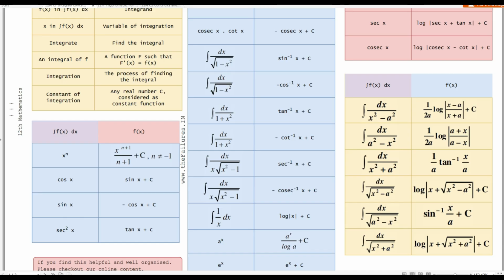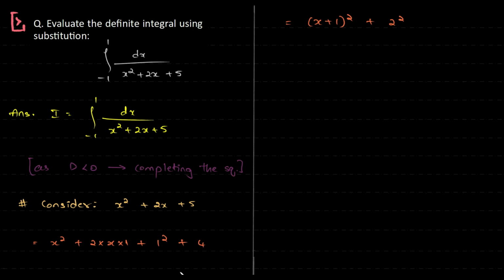So what is the formula? Which formula are we using? The third one, 1 by a tan inverse of x by a. So we have I equal to the integral from minus 1 to 1 of dx by x plus 1 the whole square plus 2 square. To be honest, we can directly do this. Because of the heading, I'm going to substitute. If not, you don't have to substitute. So let's substitute t as x plus 1. So we have dt as dx.